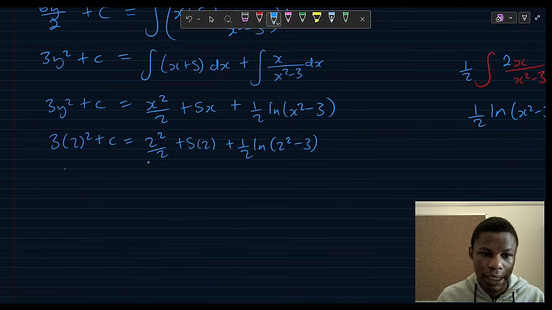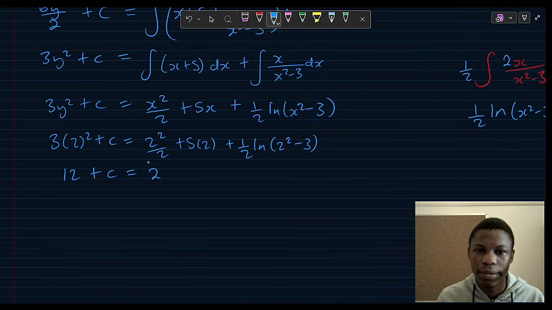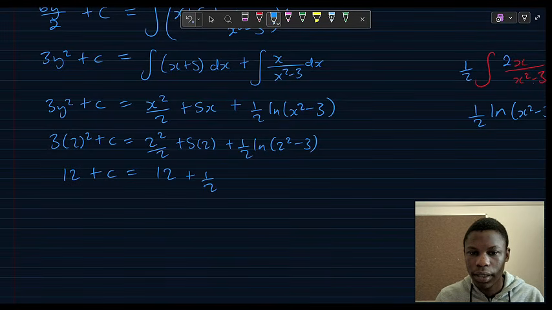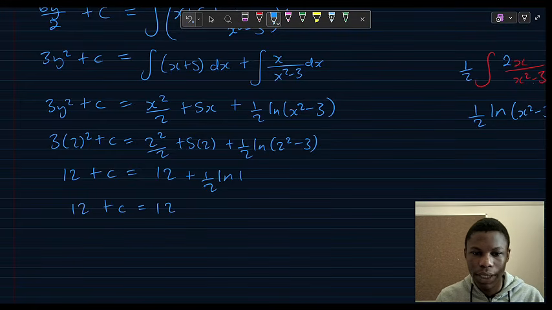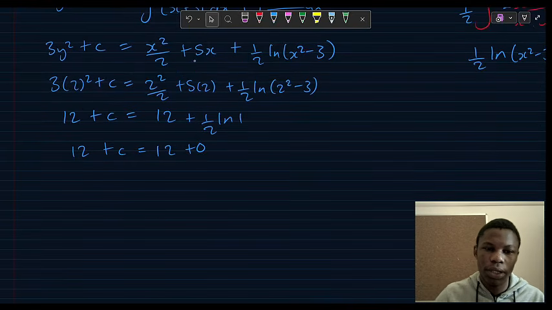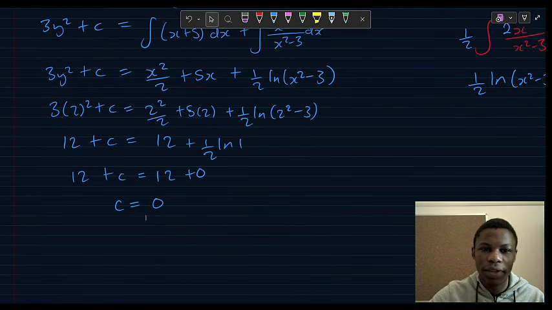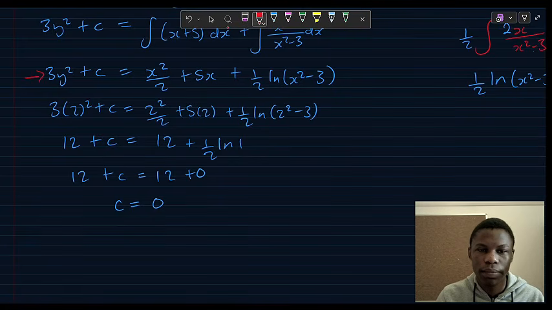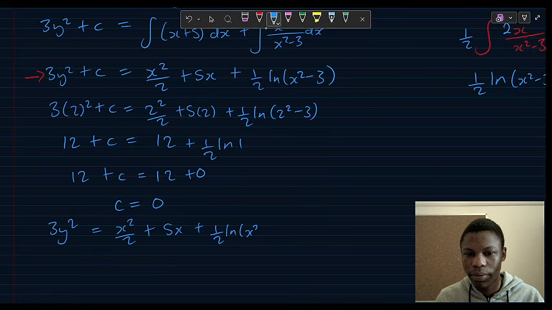3 times 2 squared, so that's 3 times 4, 12, plus c is equal to 2 squared over 2, which is just 2, plus 10. So I'll write that as 12. And then half ln, 4 minus 3, so half ln 1. Ln 1, we know that that is equal to 0. So this is plus 0. So you end up with c being 12 minus 12. So c just ends up being 0. And so now if we come back to this here, we have that 3y squared plus 0 is equal to x squared over 2 plus 5x plus a half ln x squared minus 3.